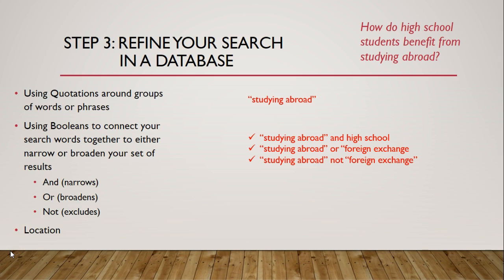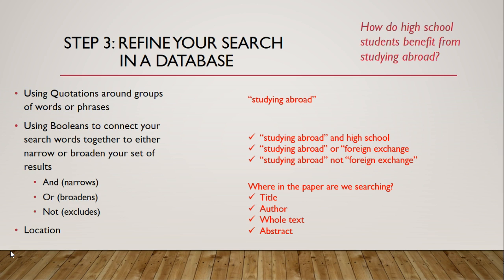Okay, the last way to refine your search that we're going to go over is by determining the location that you want the database to look for the words. So where in the paper are we searching for these words? Is it the title? Are we just searching by author? Are we looking at the whole text or the abstract?